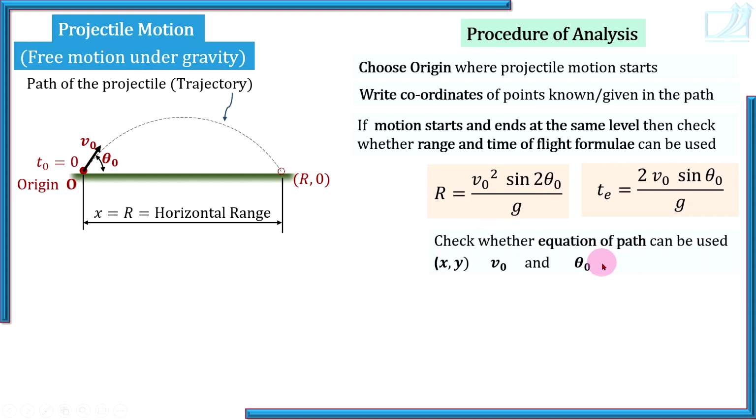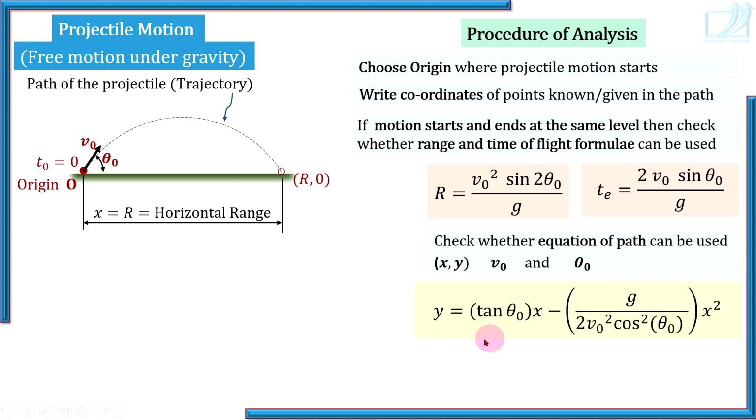Then check whether equation of path can be used. If given and asked information is amongst these four parameters, then we use equation of path. This is equation of path, y equal to tan theta 0 x minus g divided by 2 v0 squared cos squared theta 0 into x squared. So remember, when xy coordinates and initial velocity, if that's all involved in a problem, then you use equation of path. And when equation of path is not sufficient, then we use equations of motion.